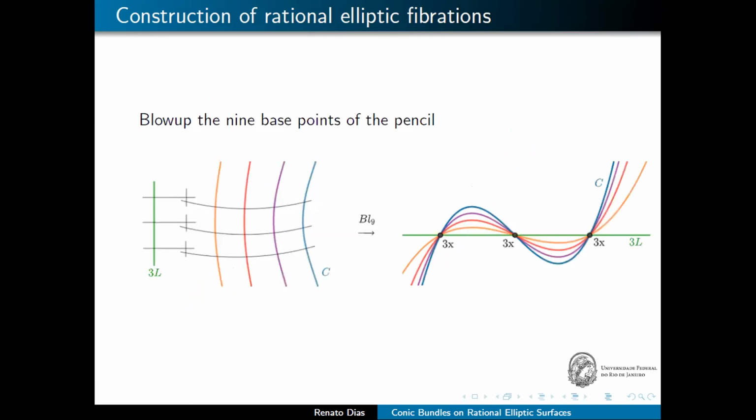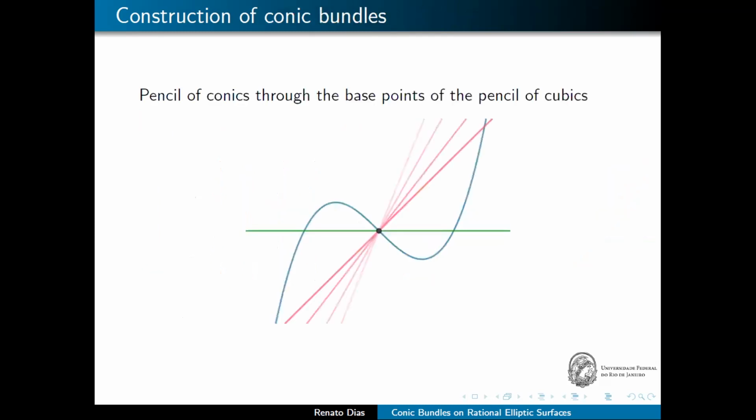So we blow up the base points. Each of them must be blown up three times, and so we have 9 blow-ups in total, and we get this picture here, which is a 4-star fiber, and these colored curves here are the fibers of the elliptic fibration. Every rational elliptic surface can be constructed this way. You can take any pencil of cubics you want and do this. So it's a very visual way of constructing them.